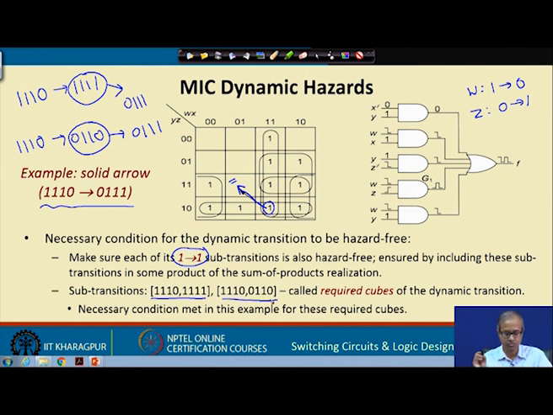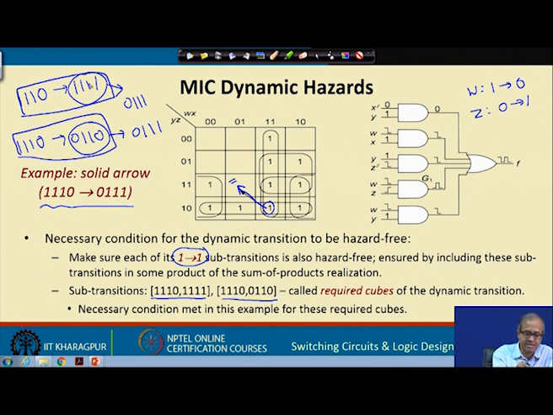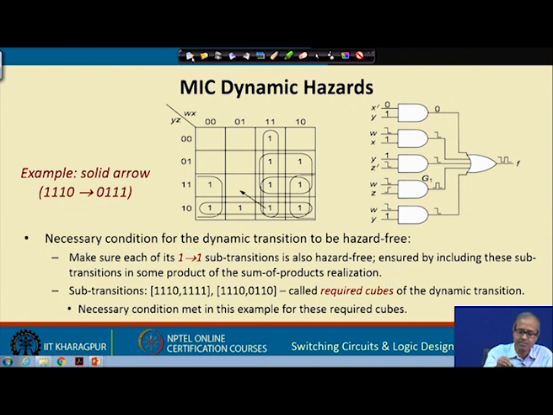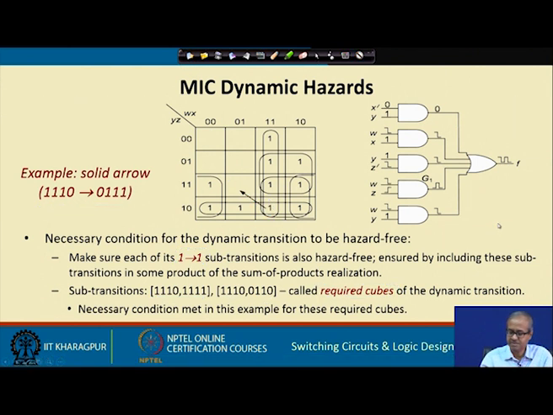talking about. So, what we are saying is that to make an MIC dynamic hazard free, you identify all the sub transitions, like here I have identified the sub transitions. I said that one sub transition can be this, another sub transition can be this. It leads to a temporary state, and all these sub transitions must be hazard free separately. They must correspond to required cubes. So, if you ensure this, then your implementation will be dynamic hazard free.